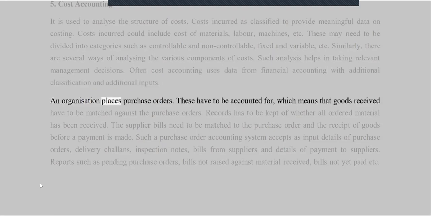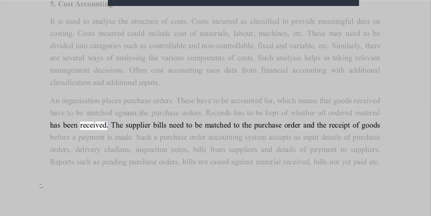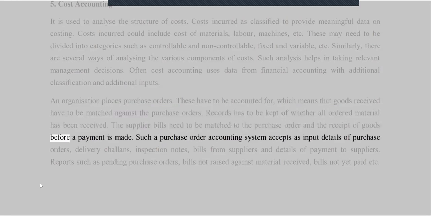An organization places purchase orders. These have to be accounted for, which means that goods received have to be matched against the purchase orders. Records have to be kept of whether all ordered material has been received. The supplier bills need to be matched to the purchase order and the receipt of goods before a payment is made.